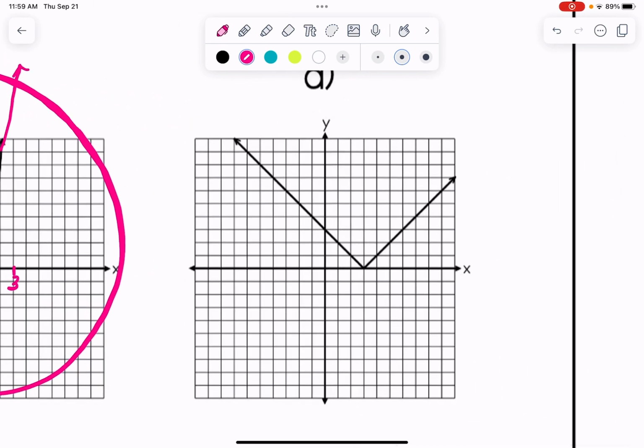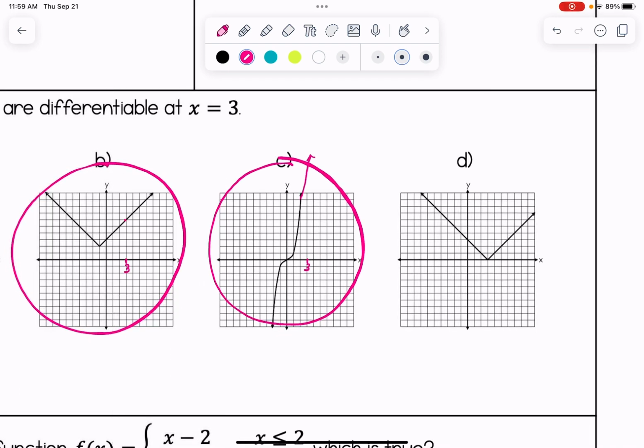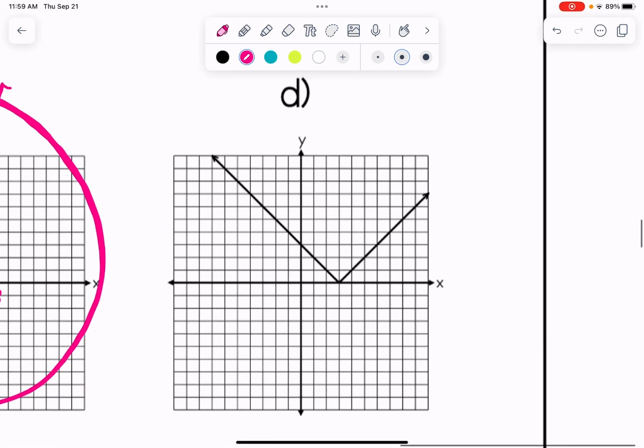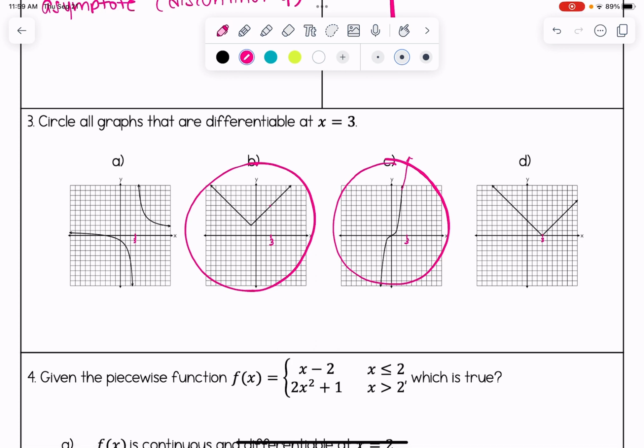Okay, so if you got a little confused on part B and you said, wait, I thought the corner meant that it was not differentiable. That is only at the corner. For B, the corner is occurring at -1. Notice the difference here on D. The corner is occurring at 3, so this is not differentiable. So I am only in this problem circling B and C.